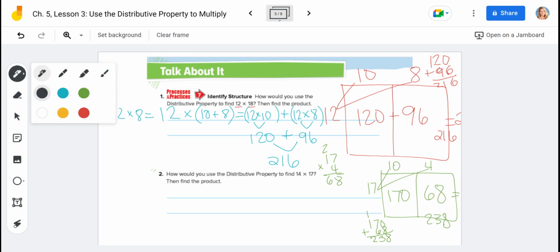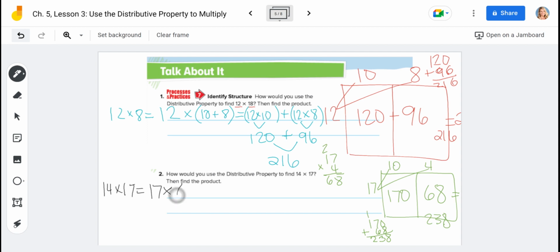So I rewrite the problem, 14 times 17 equals, all right, now I gotta tell them which one I kept the same. So this time I kept 17 together. I'm gonna multiply it by what I decomposed. I decomposed 14 into 10 plus 4. All right.